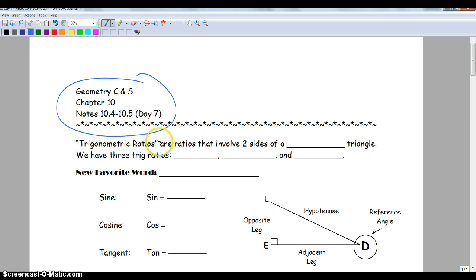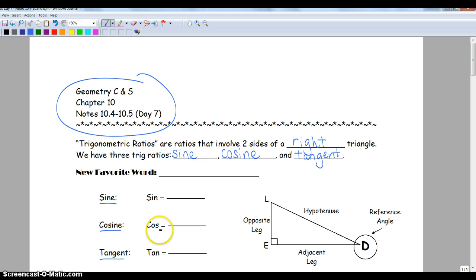So trigonometric ratios are ratios that involve two sides of a right triangle. We have 3 ratios that we're going to be talking about. One of them is sine, S-I-N-E. The other one is cosine, C-O-S-I-N-E. And tangent, T-A-N-G-E-N-T.